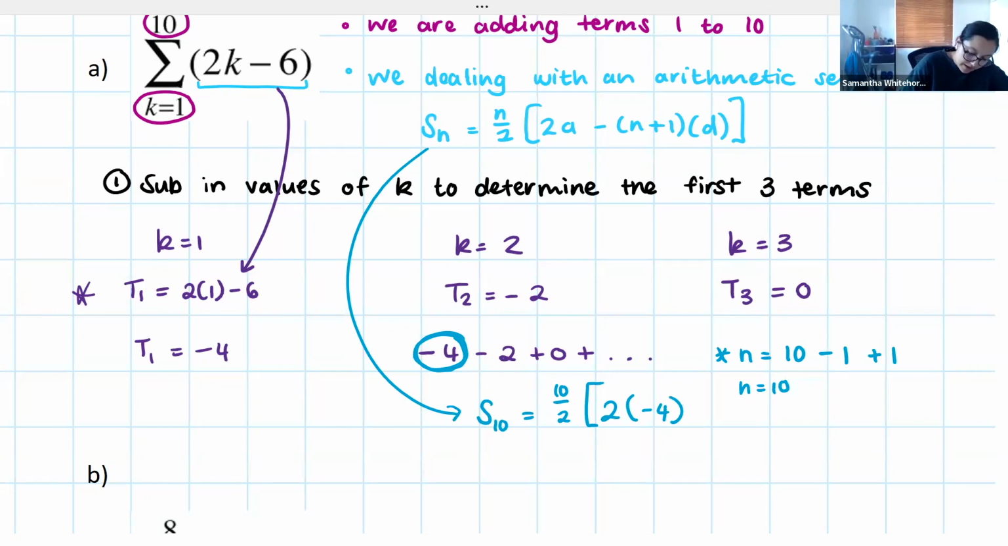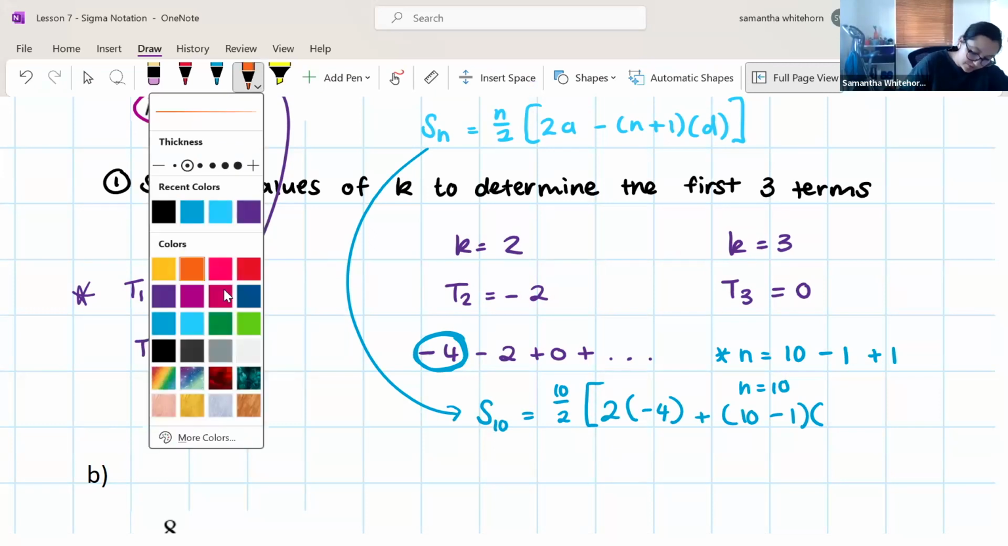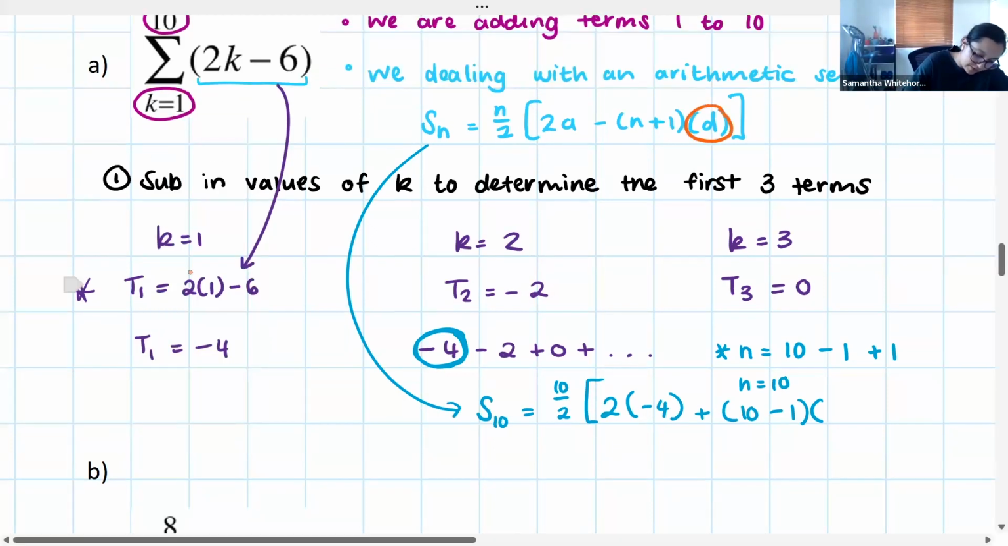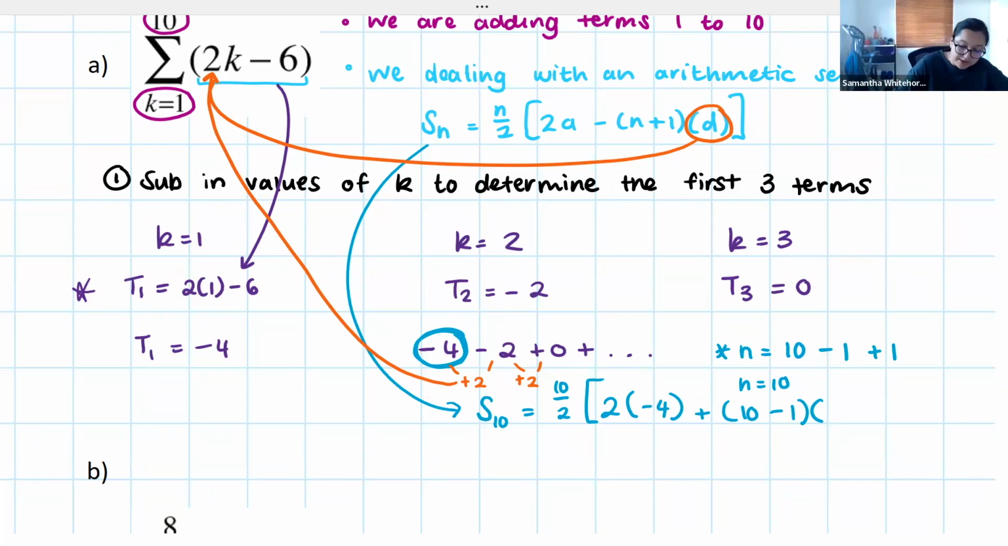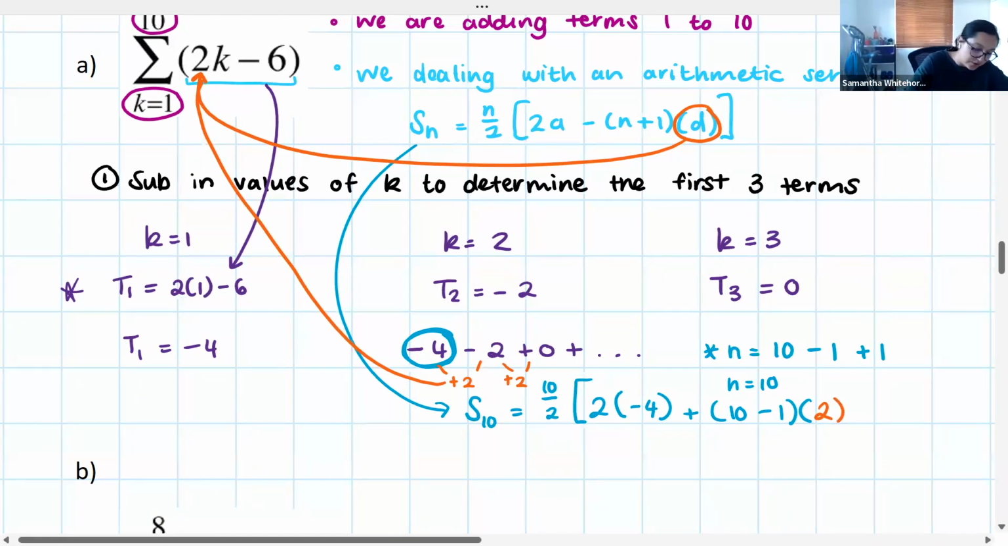-4. Plus n, which is 10 minus 1, times d. Now, grade 12s, we should remember this from like grade 8 and grade 9. Our d value, so this difference value that we have here, is actually the coefficient of your variable. If you're not sure, obviously having the first three terms allows you to figure out what d is. So from -4 to -2, we added 2. From -2 to 0, we're adding 2. And so this is why I'm saying it's actually the same thing as the coefficient. If you didn't know that, it's a really useful trick to know. But now we know that our constant difference is 2.